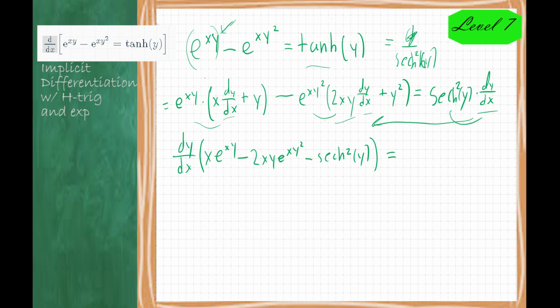And this is equal to, if we were to distribute the other terms, e to the xy times y. And that would have come to the other side, so that'll be minus. So minus y times e to the xy.